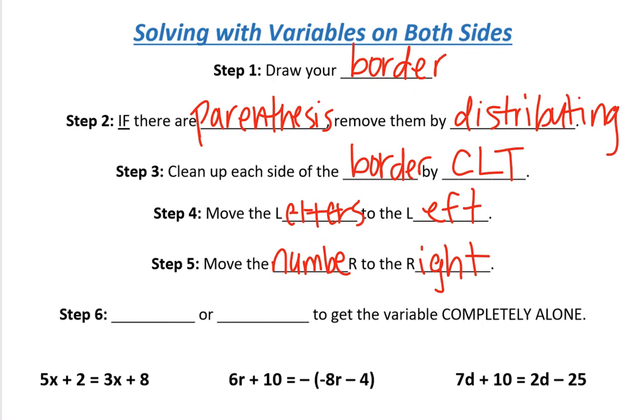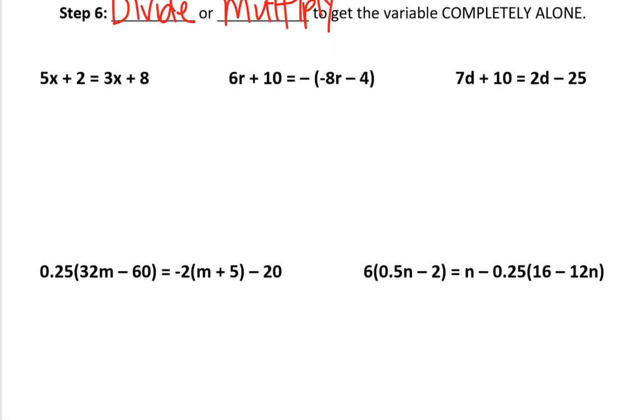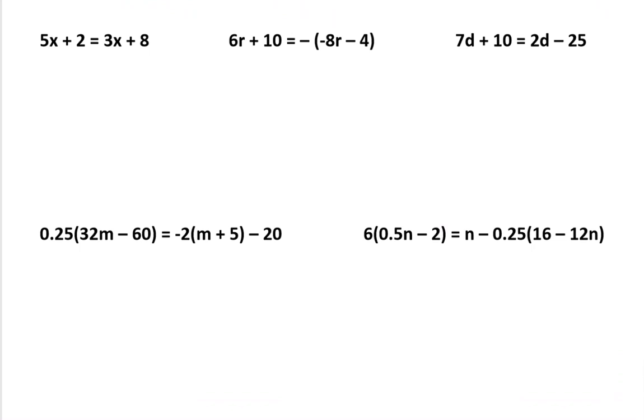And the last step is to either divide or multiply to get the variable completely alone so that we can isolate our variable. Most of the time, we are going to divide. In today's examples, it's always going to be to divide. So let's go ahead and get some examples in.